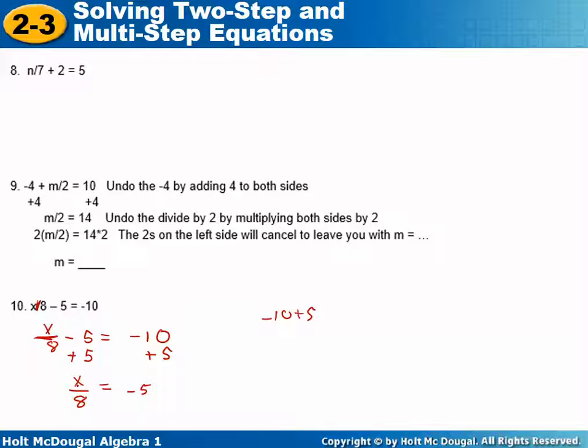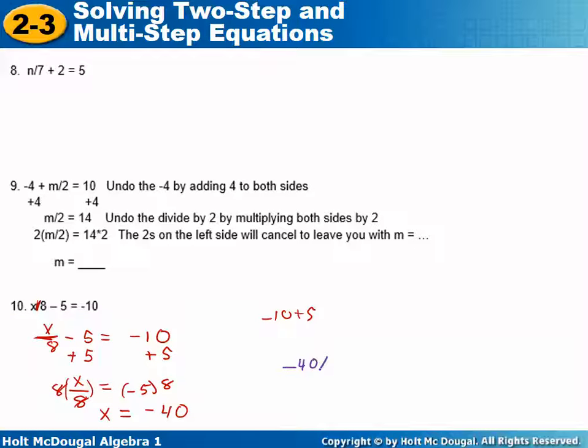And now I have x divided by 8, x divided by negative 8. So the opposite of that, the inverse of dividing by 8, is to multiply by 8. So these would cancel. 8 over 8 is 1, which leaves me with x equals negative 5 times 8, which is negative 40.